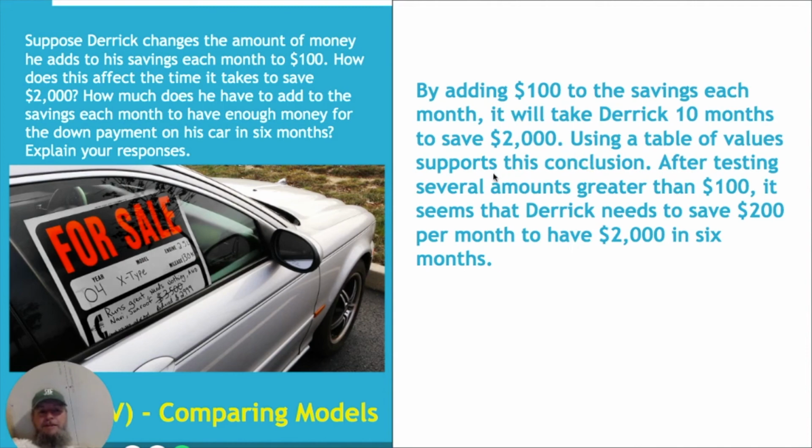And after testing several amounts greater than $100, it seems that Derek will need to save $200 per month to have $2,000 in 6 months. So if he starts with $200 and he puts $200 every month for 6 months, that's $1,200 plus $200, $1,400. He'll make $600 in the process and have the $2,000.